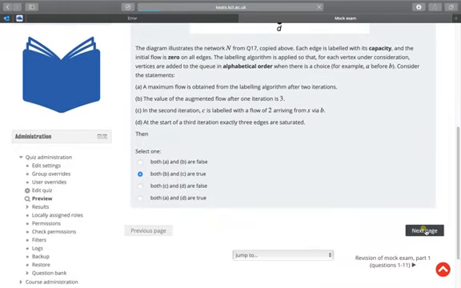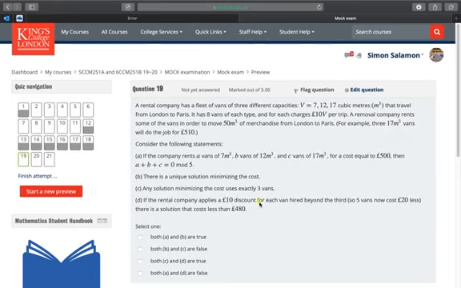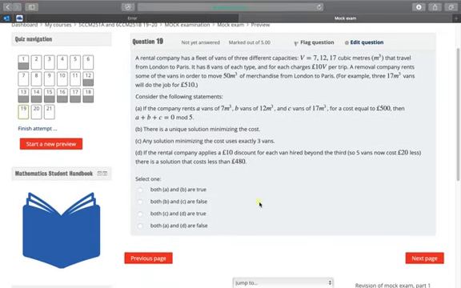Next page. Okay. Question about finding optimal solutions of some problem. Doesn't require any particular theory here, particularly on this multiple choice style question. We have 3 vans of different volumes and trying to move stuff, 50 meters cubed of stuff from London to Paris. Not possible at the moment, probably.